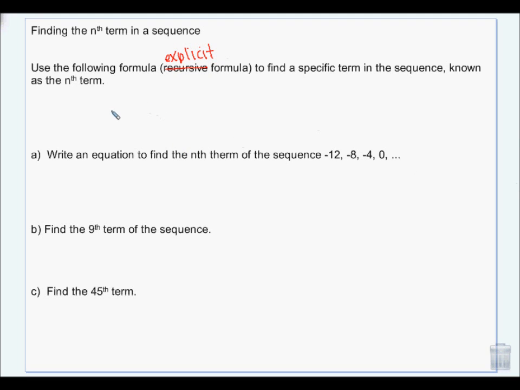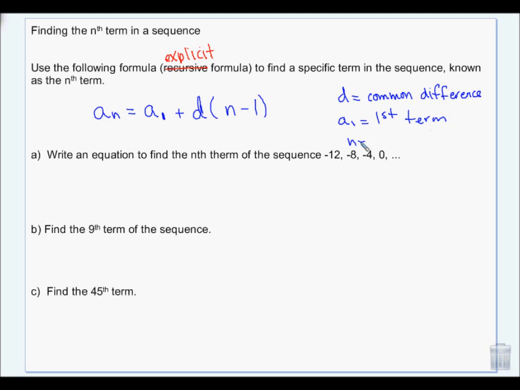And that is a sub n is equal to the very first term, which is a sub 1, plus d times n minus 1. Okay? Where d is that common difference, a sub 1 is the first term in the sequence, and n is the number of the term you want.